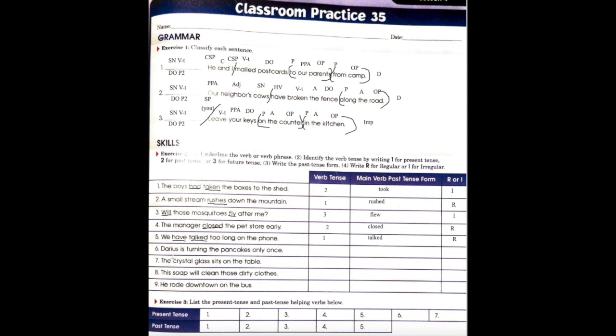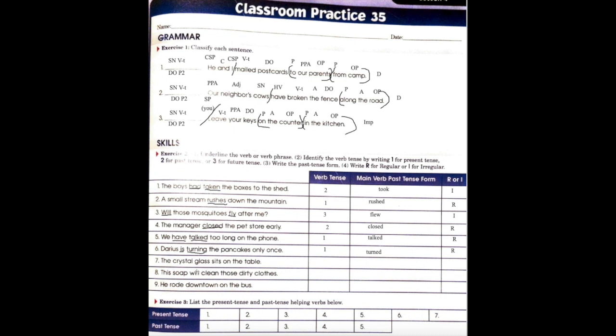Number 6, Darius is turning the pancakes only once. Is turning is our verb phrase. We have a helping verb and a main verb. We need the verb tense. That means we need to look at the helping verb if there is one, and there is. The verb tense of is is present. So we write a number 1 here. Main verb, past tense form. The main verb is turning. The past tense of turning is turned. It has an ed at the end. That means it is a regular verb.